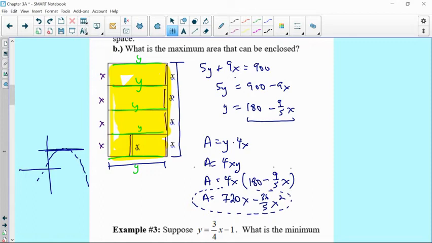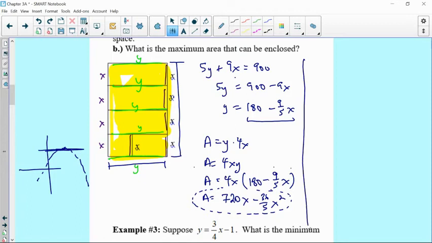I actually do this exact same problem in honors pre-calc, but they don't know calculus, but they know how to find the vertex, right? So we could use that and find the vertex, or we could go much quicker and find out what that is by using calculus. So let's go ahead and take the derivative, set it equal to 0, because we know the slope of the tangent line at that vertex is 0.